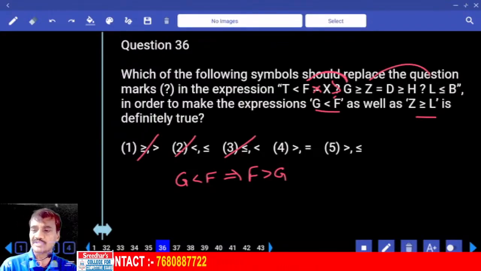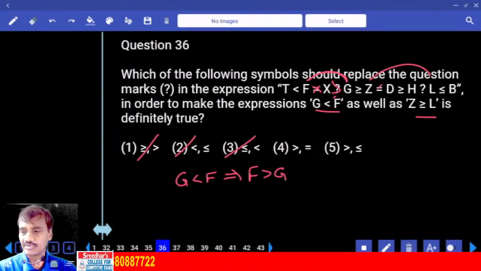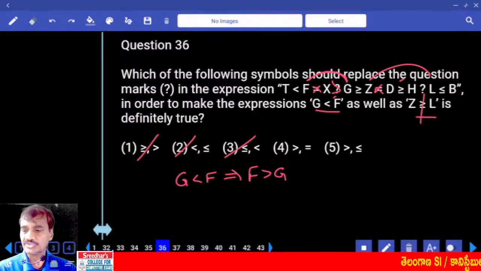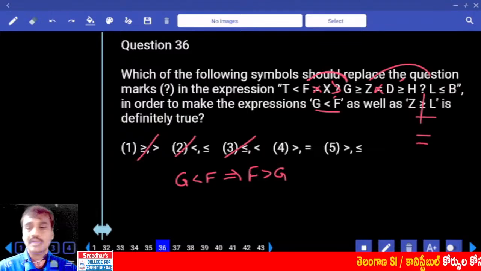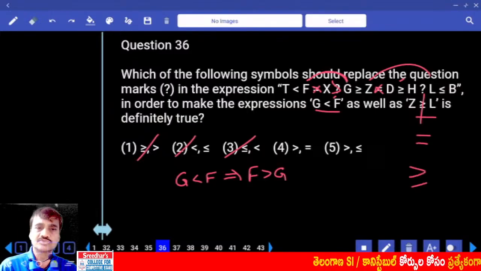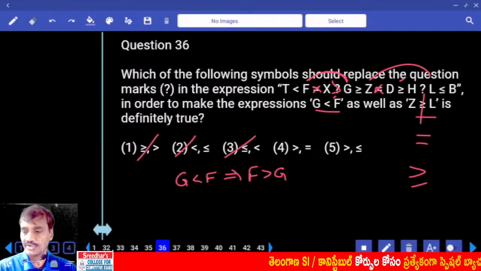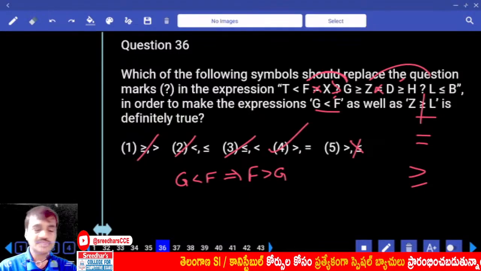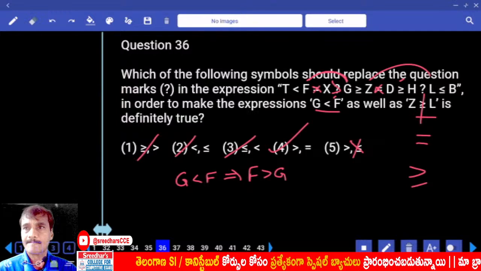As you are moving from Z to L, now Z greater than or equals to L, remove this one. As of now, greater than or equals to is already there. Hence here, in the place of this one, you can have equal to, or you can have greater than or equals to. Both these two are valid. Now here, neither equal nor greater than or equals. This is ruled out. Finally, choice for 36.